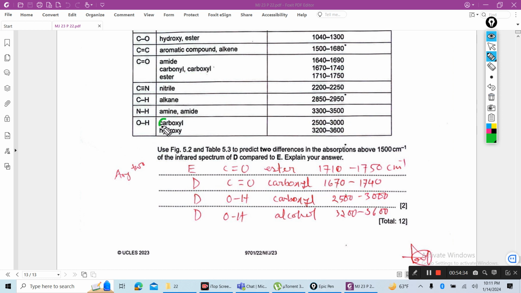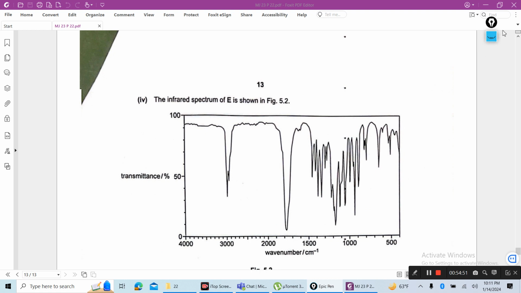So the carboxyl OH group has one peak in this range, and the hydroxyl OH group in this range. Both are present in the diagram, you see, here CO and OH.